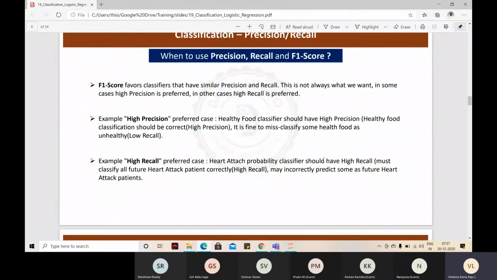Heart attack probability classifier. If you feed a person's blood work, the numbers, to the system, it may predict whether the person is susceptible to get a heart attack or not. Here we need high recall.